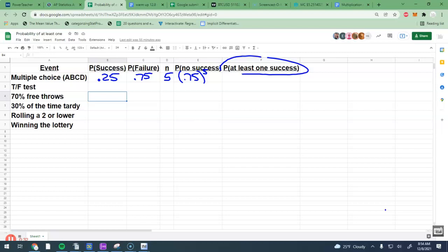Let's find that number. 0.237. So that's the probability that I got 0 questions correct on the test. Then the probability I got at least 1 correct is 100% minus, or 1 minus, that. So if I do 1 minus this, what is that? 0.763. So that is my answer.